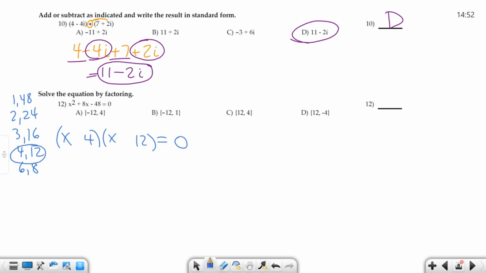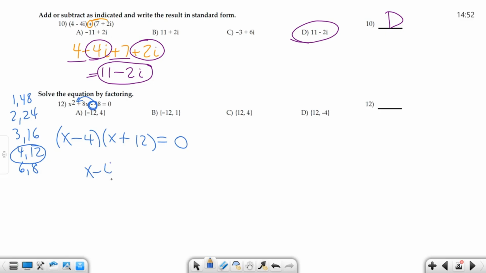And now the signs are different. The bigger number gets a plus. 12's bigger. 12, I should say bigger factor. 12's bigger, gets the minus. No, it doesn't. I did that wrong. Bigger number gets the plus. 12 gets the plus. 4 gets the negative or the minus.